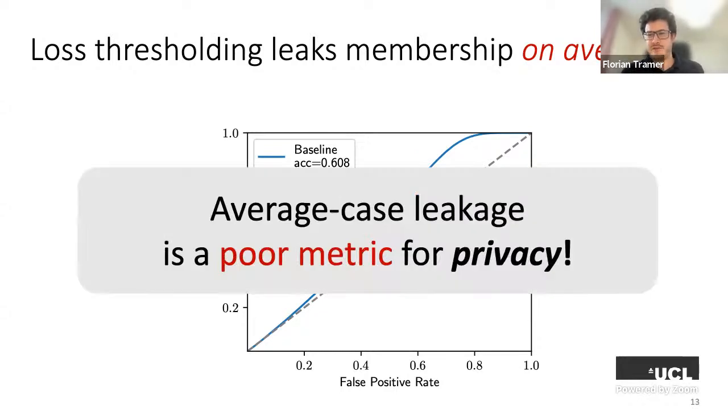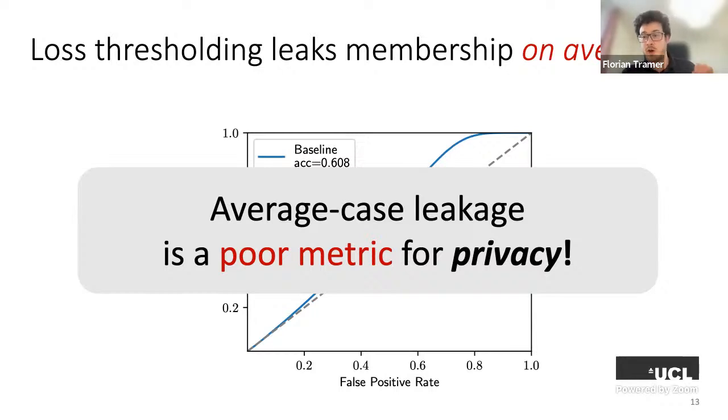The issue is that average case leakage is a very poor metric for privacy, because it doesn't tell you anything about whether the attack actually manages to infer membership of, say, specific individuals. It just tells you that, on average, across the entire population of users, there's some information that's leaked. As an analogy, say you're trying to guess people's social security numbers. You could have an attack that manages on average to guess one digit of each person's social security number. That's not a particularly concerning privacy attack, because on average, you learn one digit of every individual, but that's not very useful.